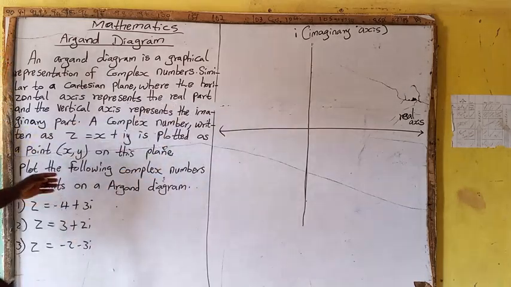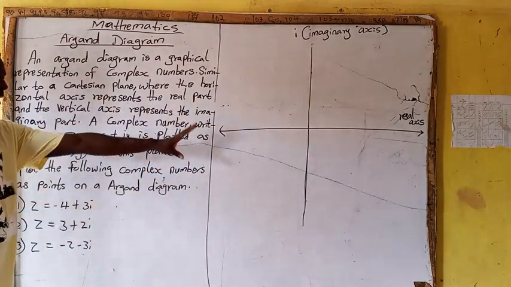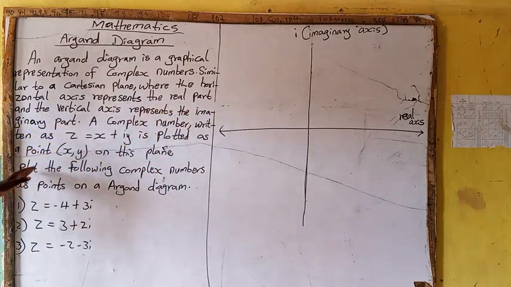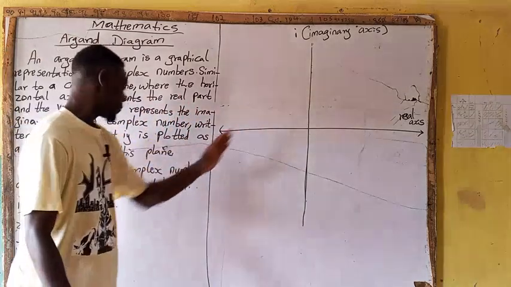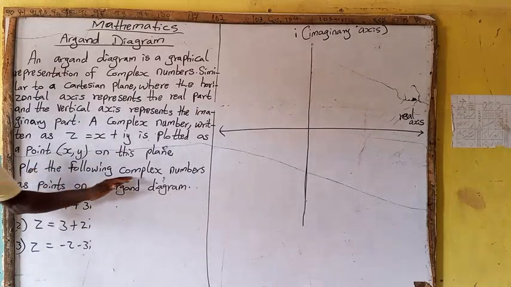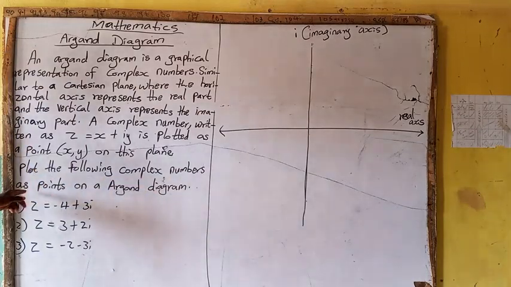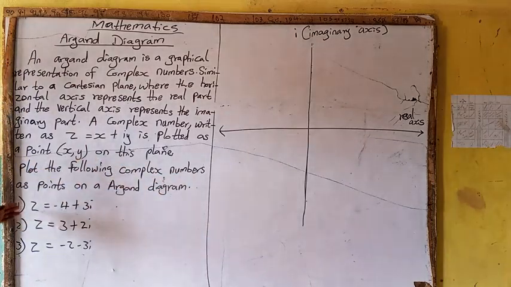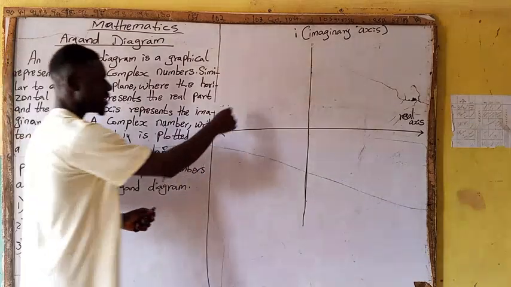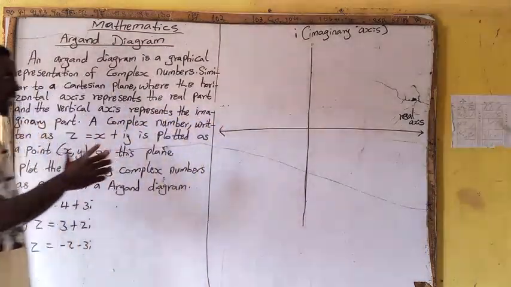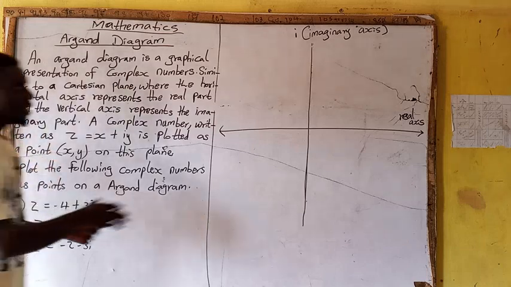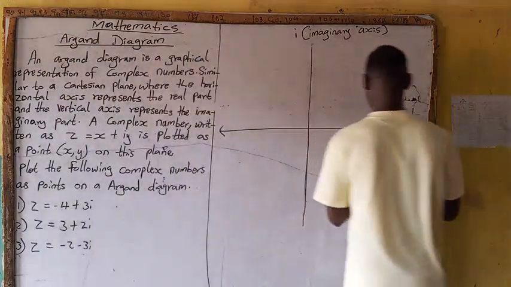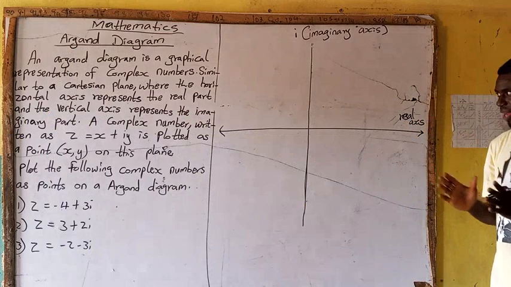This is the plane. Now, after I've given you the diagram, we are going to plot the following complex numbers as points on an Argand diagram. So we are going to plot number 1, number 2, and number 3. Our aim is just to identify the point of intersection, the point where the imaginary axis and the real axis meet. That is our main focus.